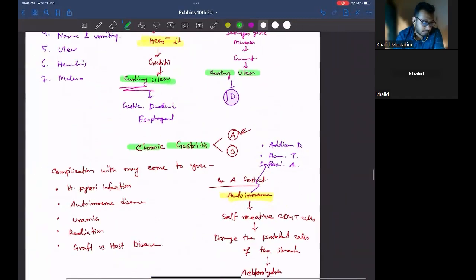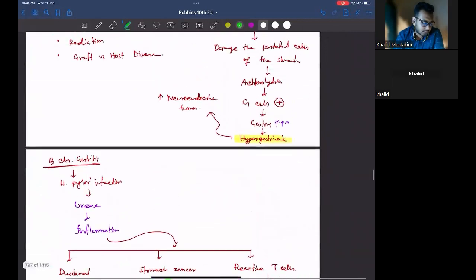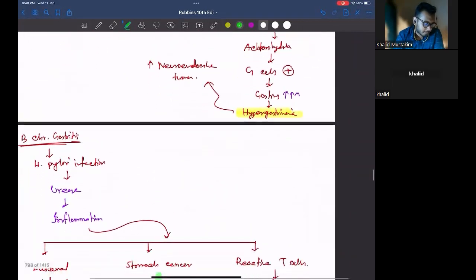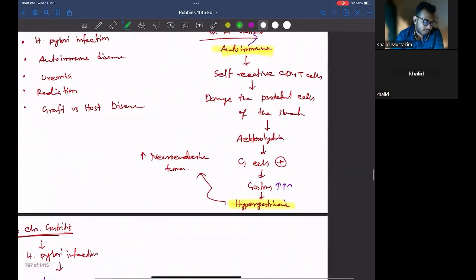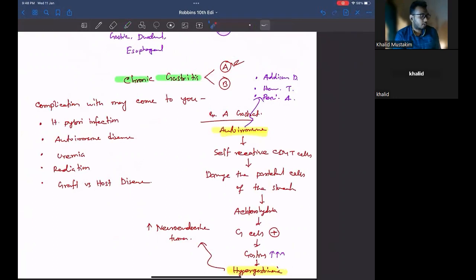Okay, I have missed a point here. I just came to know that in case of type A chronic gastritis, the teacher may ask you to tell the common sites of type A chronic gastritis. The common involvement of type A gastritis will be the fundus and body. Okay, fundus and body. And in case of type B gastritis, it actually affects the antrum. Okay, this is the last point.